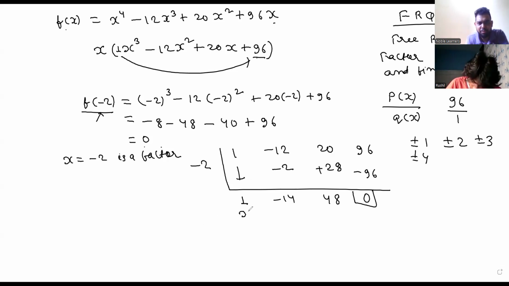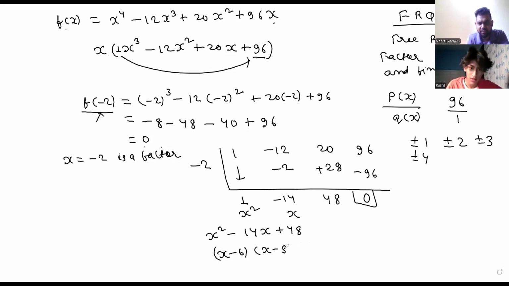My quotient is going to be 1 degree less than what we had, right? So this is x squared minus 14x plus 48. And -8 and -6, right? So x minus 6, x minus 8.